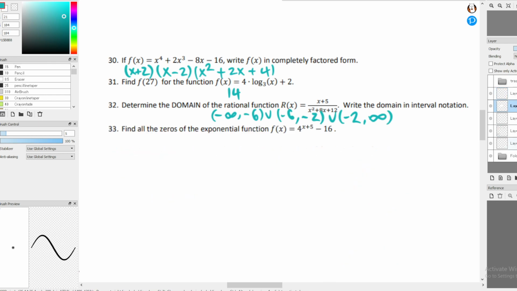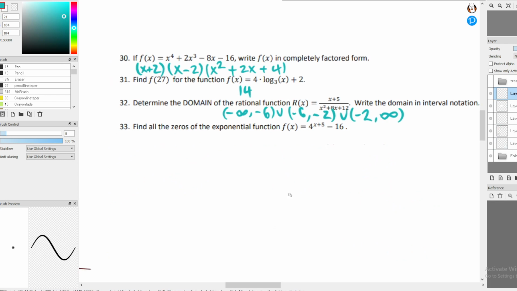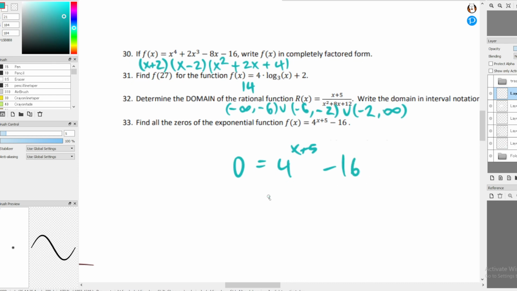33 says find all the zeros of the exponential function f of x equals 4 to the x plus 5 minus 16. That means we set f of x equal to 0. So 0 is equal to 4 to the x plus 5 minus 16. I'm going to add 16 to both sides, so I'll get 16 equals 4 to the x plus 5. 16 can be expressed as 4 squared. So we'll do 4 squared equals 4 to the x plus 5.